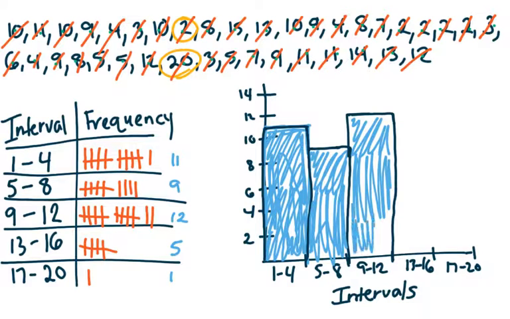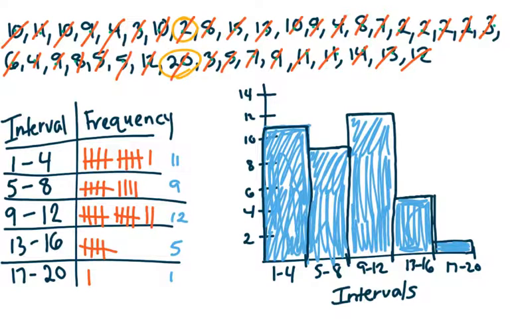Shade that in. My next bar has a height of 5, right in between 6 and 4. Shade that one in. And my final bar has a height of only 1. And there you have it.